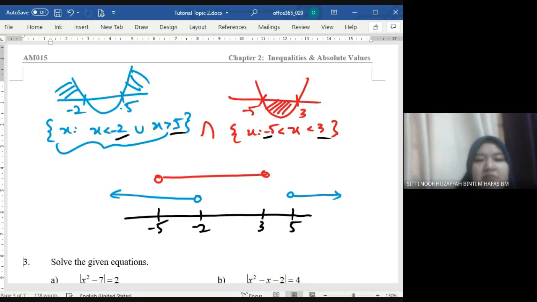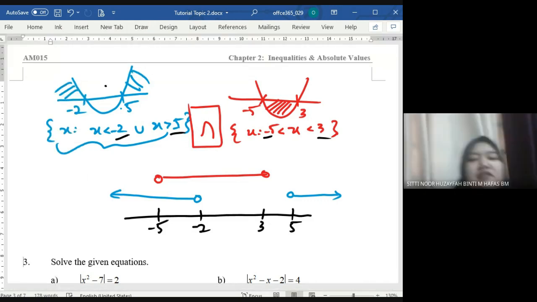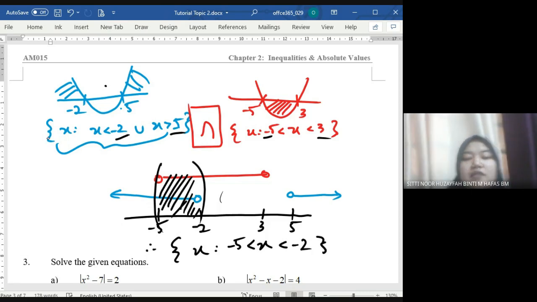Another set of number. So sekarang we want to find the intersection. So intersection ni maksudnya apa? Persilangan. Persilangan antara dua set. Set pertama dengan set kedua. Kat mana kawasan persilangan dia? -5. Yang mana ada 2. Sini tak ada. Ya, -5 sampai -2. Tempat lain tak ada bertindan dah. So your final answer, your X, a set of X such that X is in between -5 and -2. Barulah nilai X ni satisfy the original question.